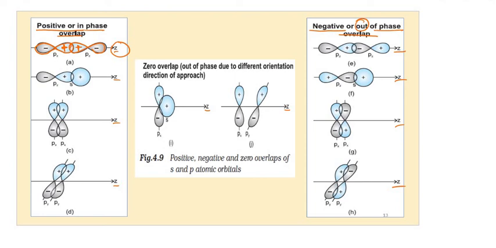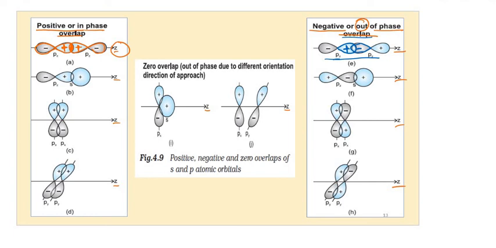Then only we can call it positive or in-phase overlap, right? At the same time, if you see the negative or out-of-phase overlap in this diagram, we can see that the positive sign, that is simply called electron density, is here with respect to one pz orbital, and the other one has the negative part, which is called out of phase. So there won't be the formation of a bond here.